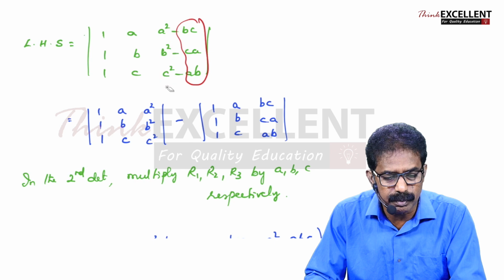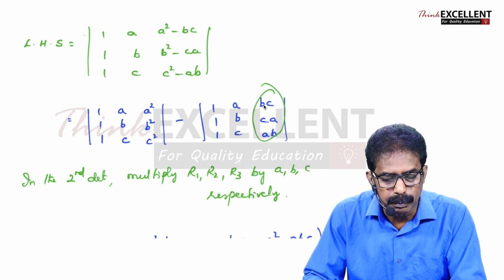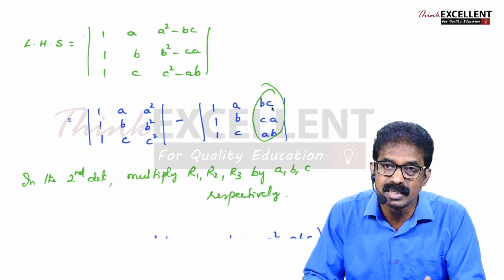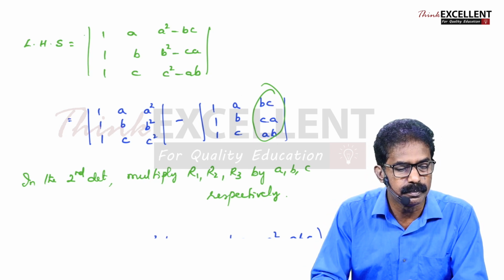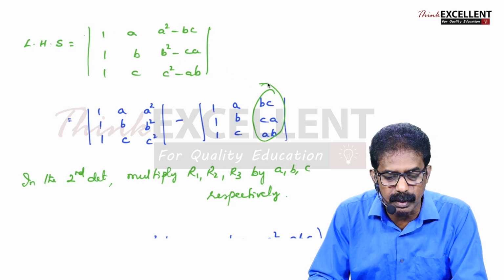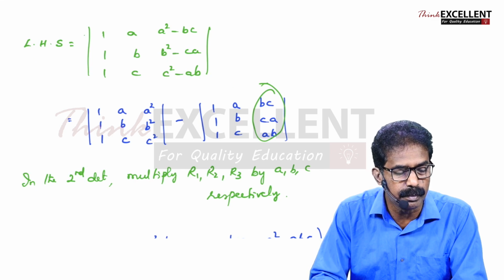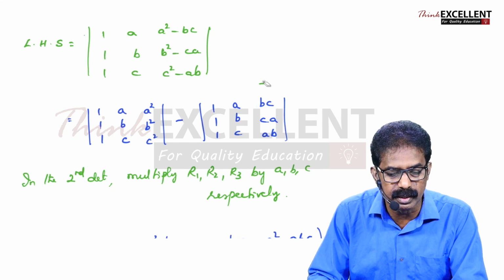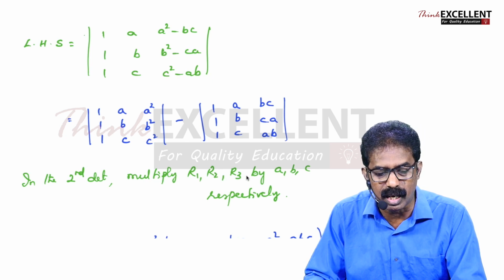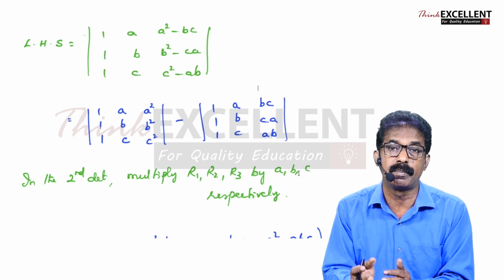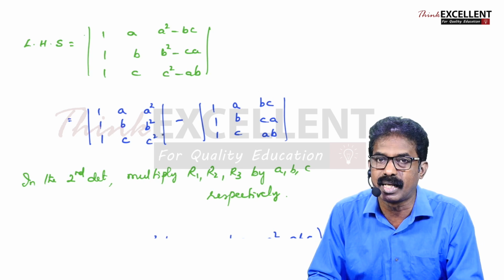The second determinant, can you see what is missing there? Here you see BC, CA, AB. What is missing? A is missing, right? So first row you multiply by A, second row by B, third row by C. Okay, in the second determinant, multiply R1, R2, R3 by A, B, C. You know, when you multiply, you have to divide also. Value should not be changed. So first determinant, no change, as it is.